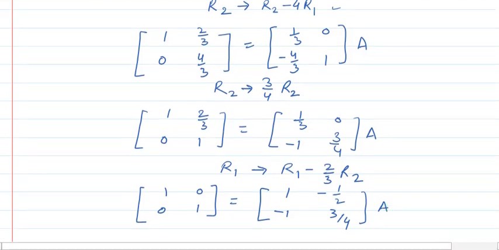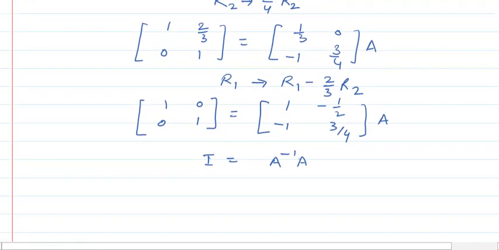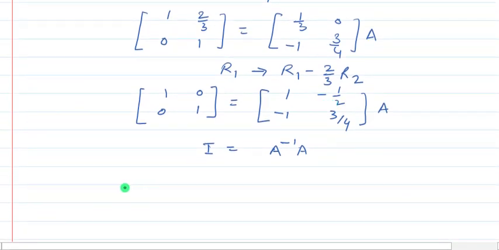So just as I explained, I is equal to A inverse A. So therefore this matrix that we are getting is A inverse. So therefore A inverse is equal to 1, minus 1 upon 2, minus 1 and 3 by 4.